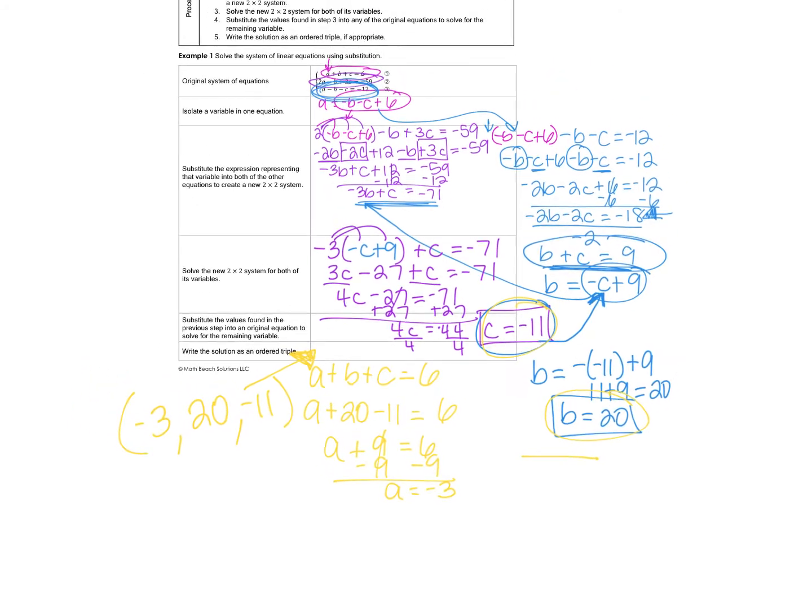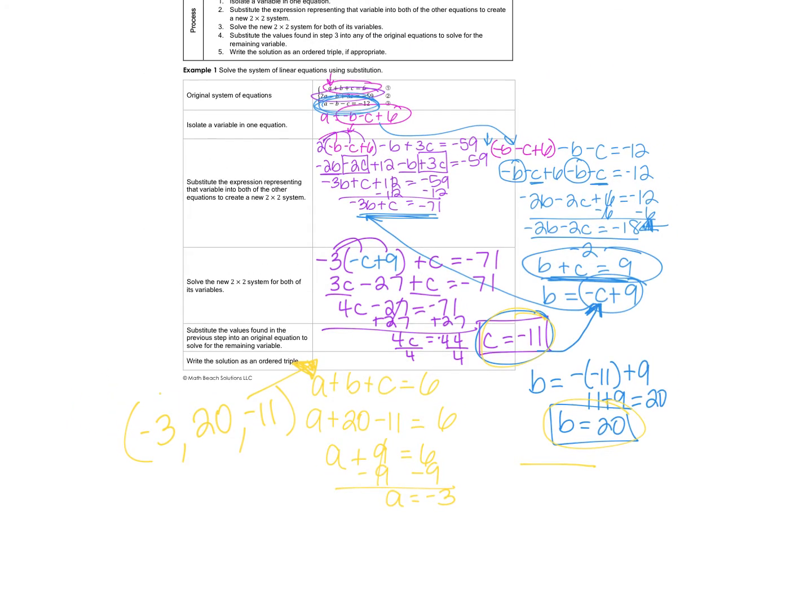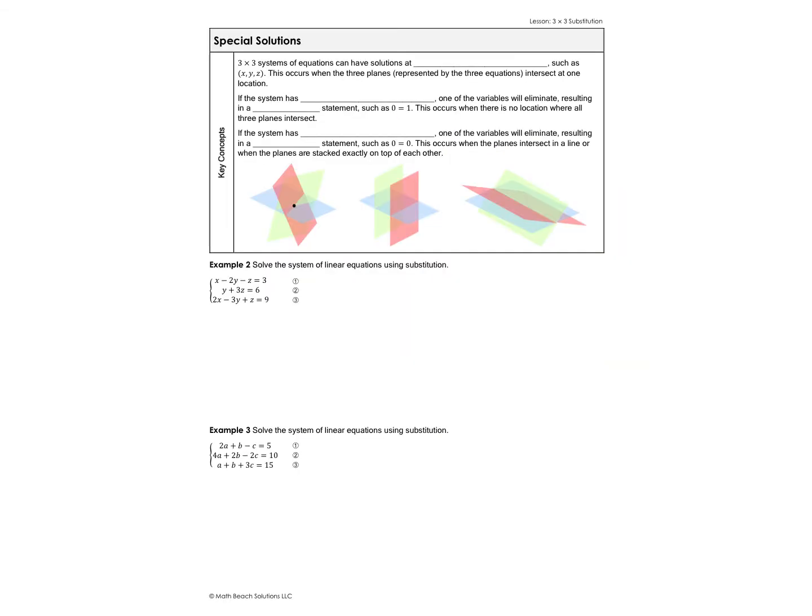Now, to check these solutions, we can plug in negative 3 for A, 20 for B, and negative 11 for C into our original equations at the top, and it should equal 6 on the first one, negative 59, negative 12, if that is the correct solution. It's the point that they have in common. So again, this is very similar to what we were doing, but we have 3 variables this time that we're having to solve for. Let's take a look at the back.